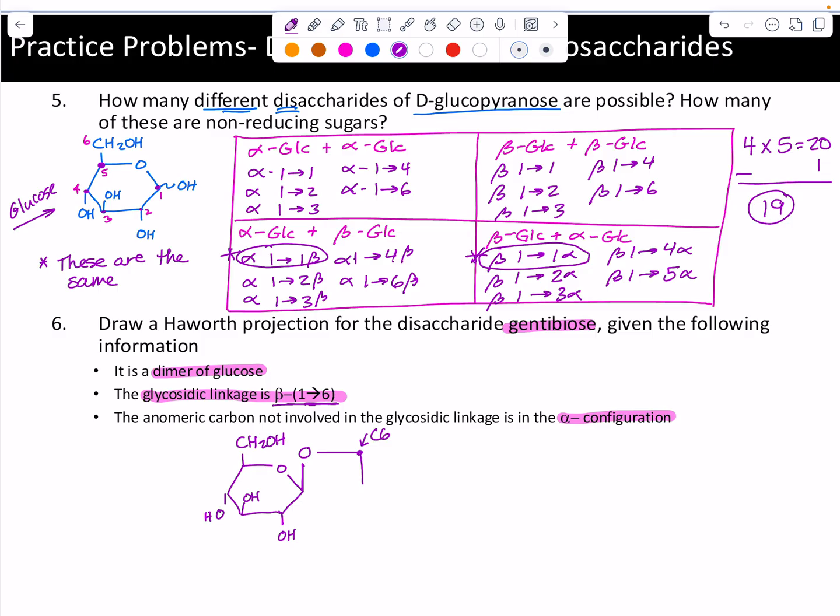Then I'm just going to try to draw a hexagon. There we go. So we draw another glucose unit in. And we're told it's in the alpha configuration, so that means this hydroxyl is going down on that anomeric carbon. And so that is our gentiobiose structure.